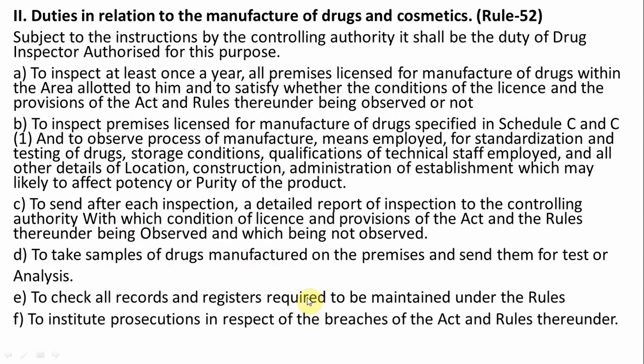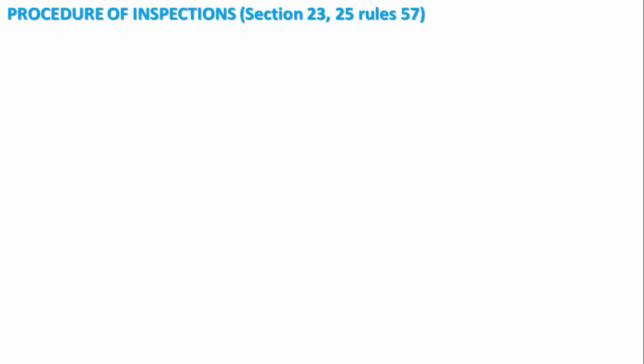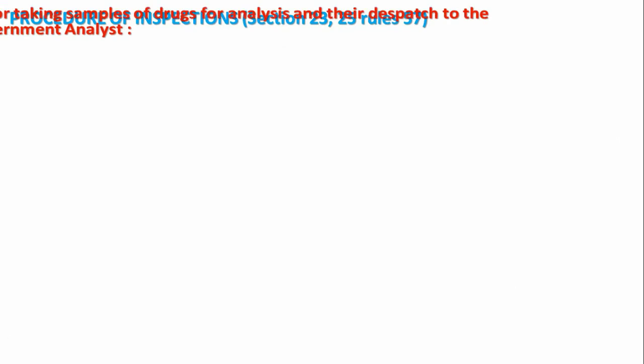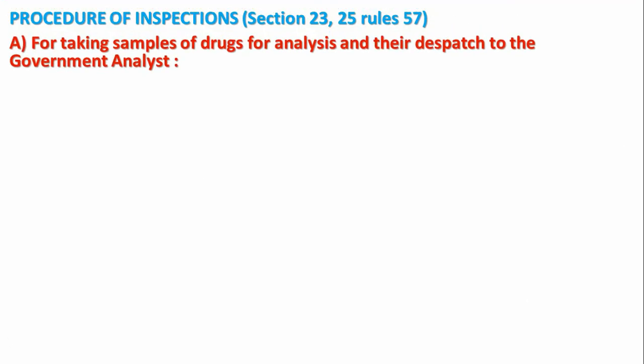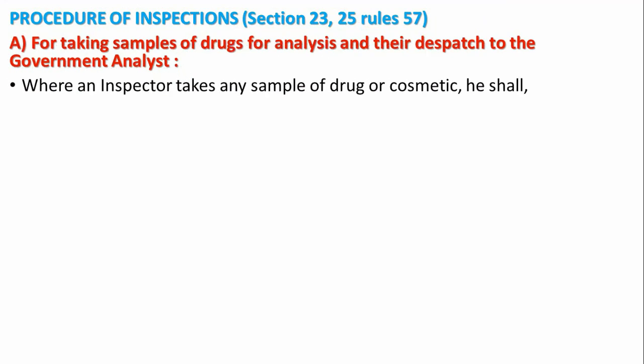To institute prosecutions in respect of the breaches of the DTAB Act rules. And next, procedure of inspections. Section 23, 25 and Rules 57. First, A, for taking samples of drugs for analysis and their dispatch to the government analyst.